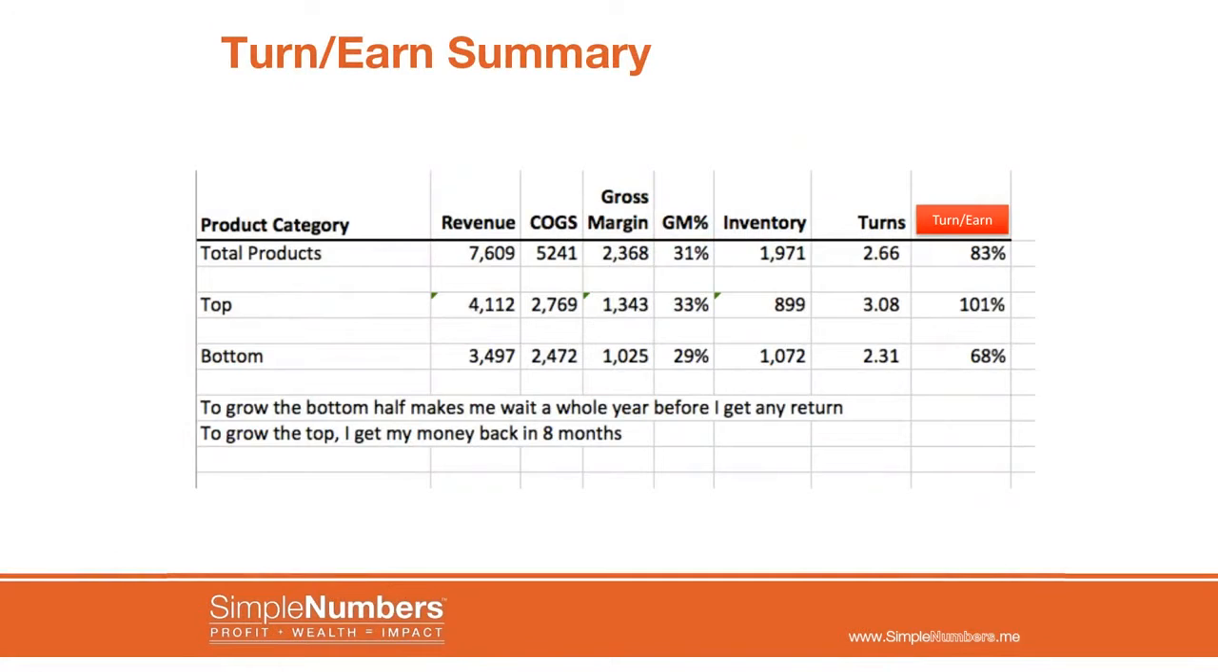If I looked at doubling the bottom half of the inventory, I would have to spend another $1,072,000 in inventory to double it to get back $1,025,000. So I would have to wait a whole year to get my gross margin back based on that investment. Now, in those particular structures, that's what we call growing broke.